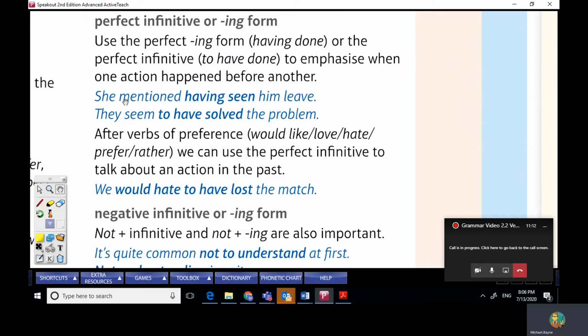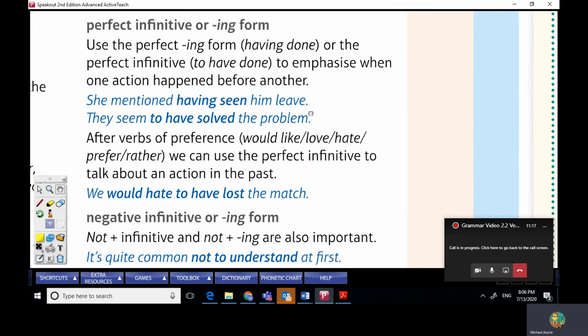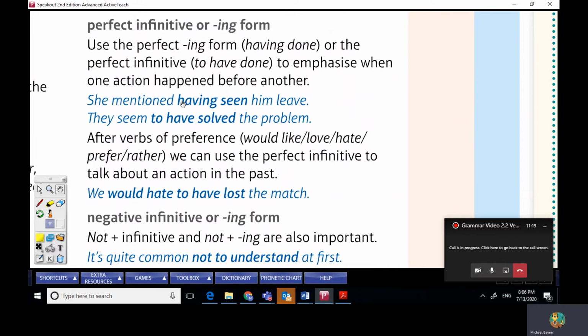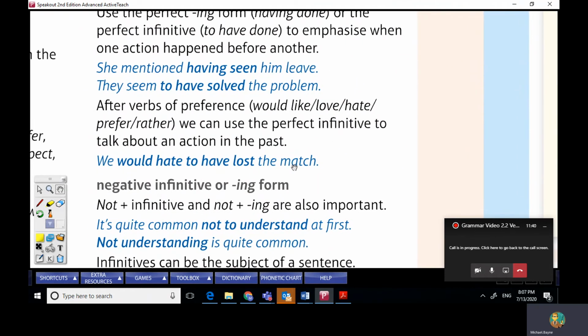So don't worry too much about this right now. It will come naturally to you as you start to practice. So yeah, maybe I'll give you a little bit more advice on that in class. We have these verbs of preference: would like, love, hate, prefer, rather. And many times we can use the perfect infinitive to talk about an action in the past. So we would hate, so here we have hate, and then to have lost the match. Basically, this just means that in the past, we really didn't want to lose.